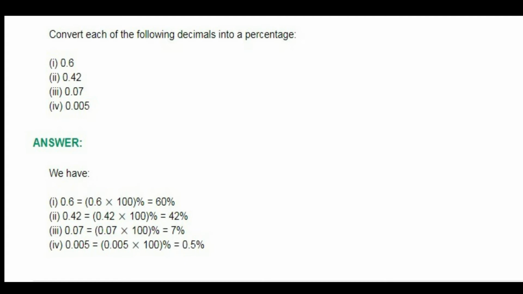Again, the reverse process, how can we convert a decimal form to a percentage form, right? Suppose 0.6, and as we are converting to percentage form, I told you whenever we are converting any form to a percentage form, we have to multiply with 100, and that's what we have done. 0.6 into 100, you can see that it comes 60%. Similarly 0.42, if we multiply 0.42 into 100, it is coming as 42%.